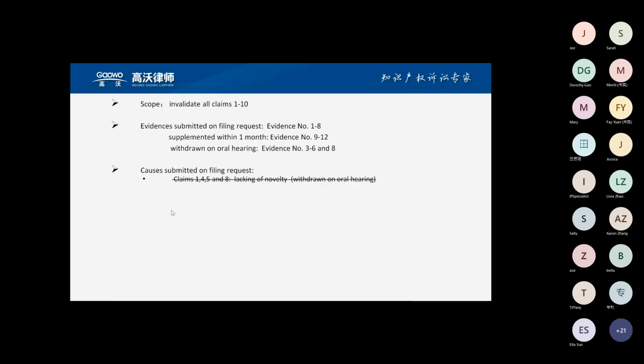Next, on the date of filing the request, I submitted the causes, that is, claims 1, 5, 4, and 8 lacking novelty. But these causes I withdrew at the oral hearing. I also filed the cause that claims 1 to 10 lack non-obviousness. For claim 1, I also filed the cause of lacking an essential feature, but this cause was also withdrawn at the oral hearing.